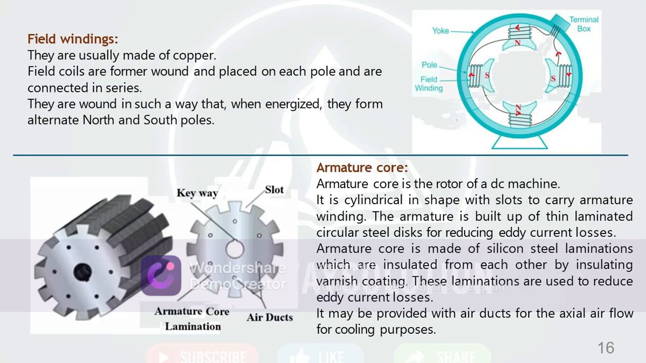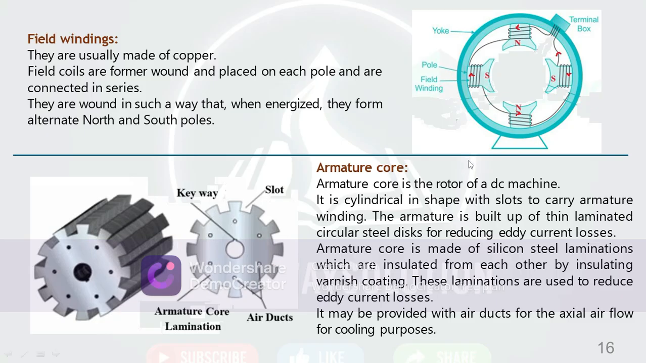The field winding is usually made of copper. Copper field winding is like this. This is the supply terminal voltage. Take the field winding like this, and a pole is generated here, then another pole in series, then also here, then the N terminal. They are wound in such a way that when energized they form alternate north and south poles. The field winding is wound and placed on each pole and connected in series.